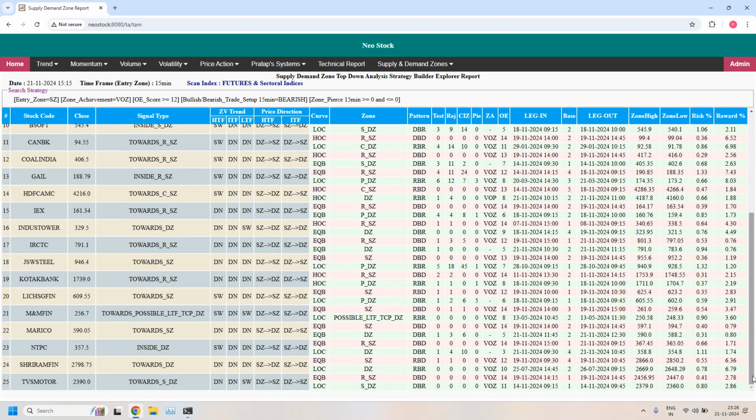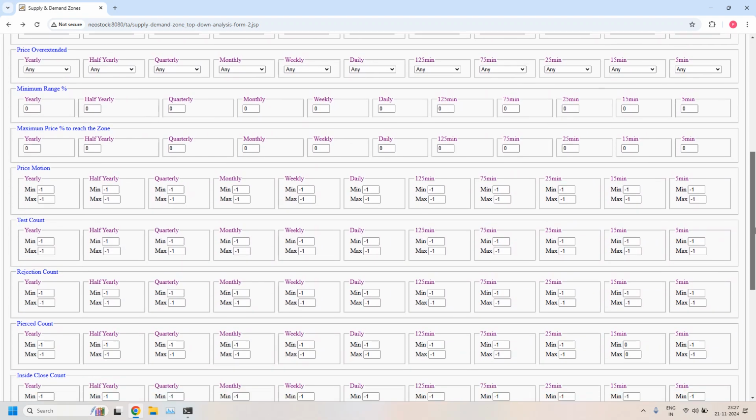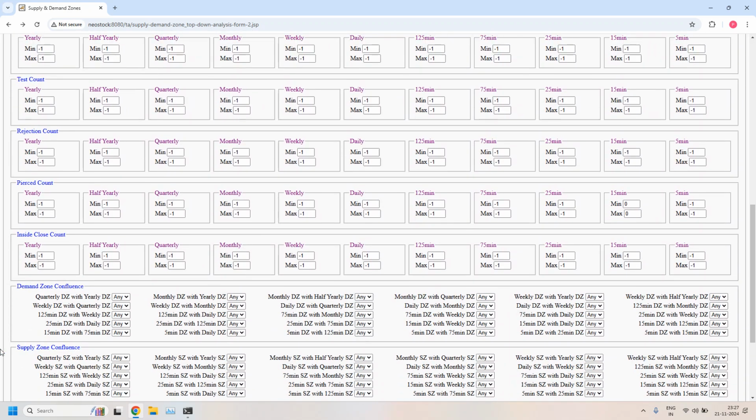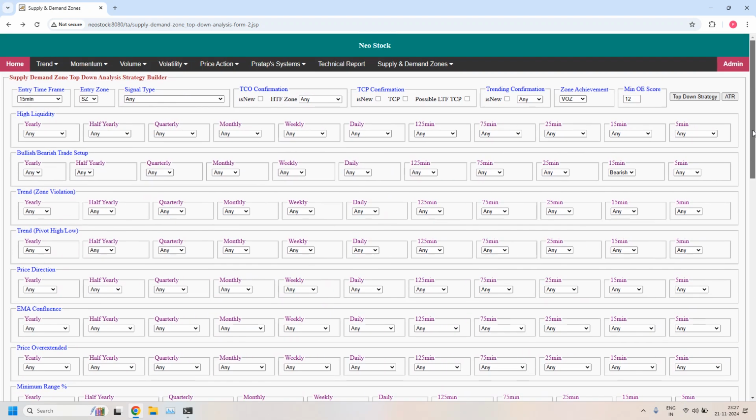Now let's verify how many of these zones are having ITF supply zone confluence, because among these 25 there could be high probability supported stocks. So LTF and ITF supply zone confluence, that means 15 minutes and 75 minutes supply zone confluence. These are all supply zone confluence, because no demand zones are available for the bearish trade setup for daily income trade. So supply zones only. The 15-minute supply zone with 75-minute supply zone filter is enabled. This is LTF and ITF supply zone confluence.